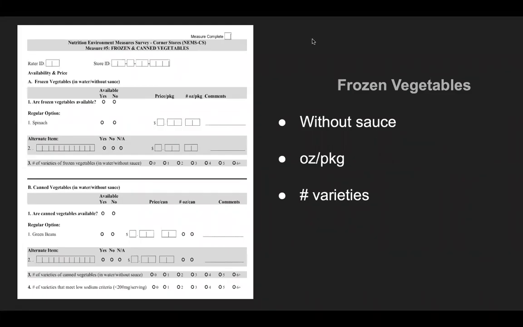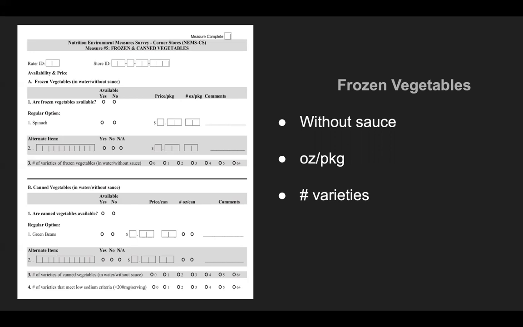Next category we have is frozen and canned vegetables. So we're going to start with the frozen. The first thing you're going to look for in frozen vegetables is spinach. And that's what the assessment tool is looking for. I personally did not find much frozen spinach in stores, so I always had to put in an alternate item. The most common ones I saw were frozen broccoli, frozen cauliflower, and then a frozen veg medley.